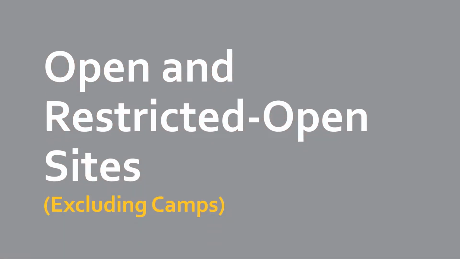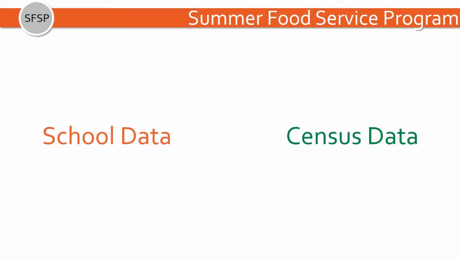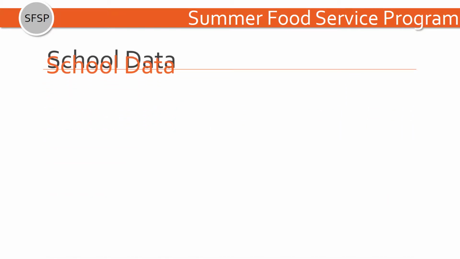For open and restricted open sites, the two primary sources of data that may be used to determine whether the area that will be served is eligible are school data or census data. Let's start with school data.